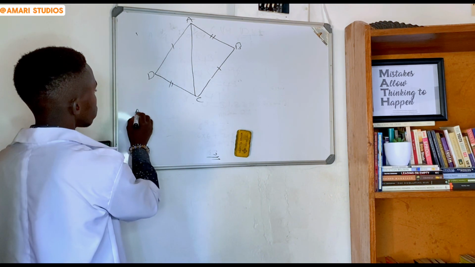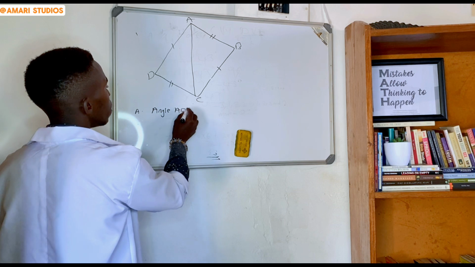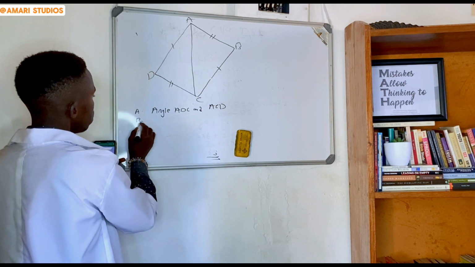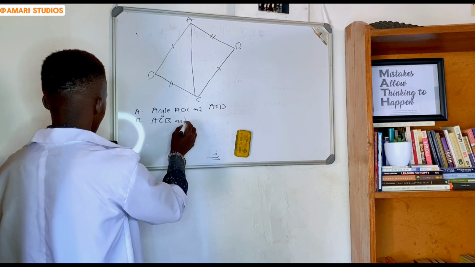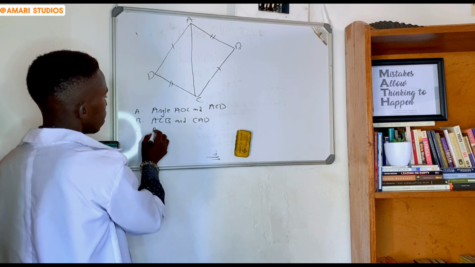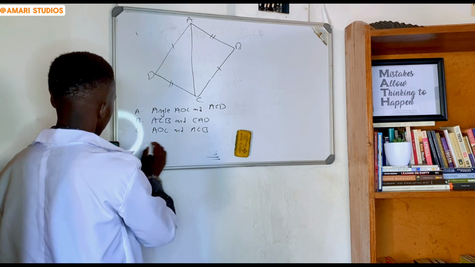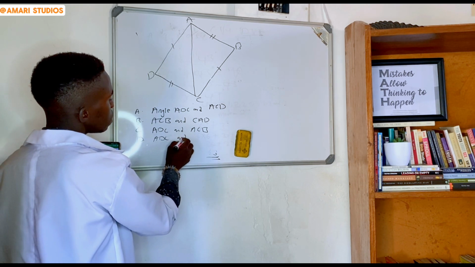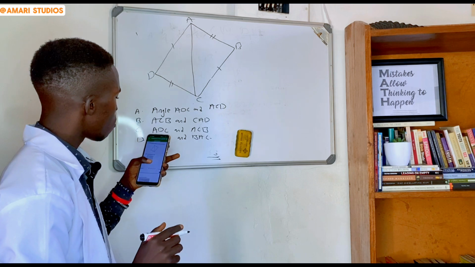We have A, angle ADC and ACD. Then B, we have ACB and angle CAD. Then C, we have ADC and angle ACB. Then lastly but not the least, we have D, which is angle ADC and angle BAC. So the question is again, which of the following angles are equal?